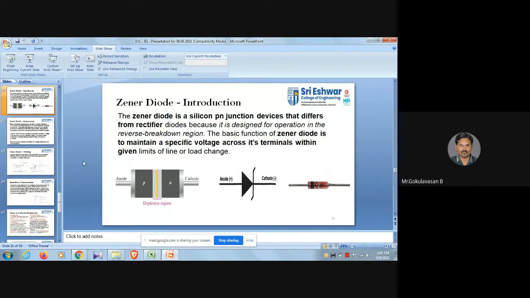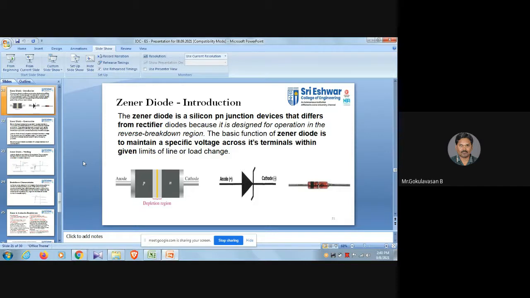Depletion layer, P layer, N region is there. Depletion layer is there in between P and N. So anode and cathode are available. Its symbol looks like this. Anode will be taken as plus and cathode will be taken as negative. An ordinary diode will have a straight line at the cathode, but here at the end there is some tilt. That is the actual difference in the symbol of diodes as far as we are concerned.